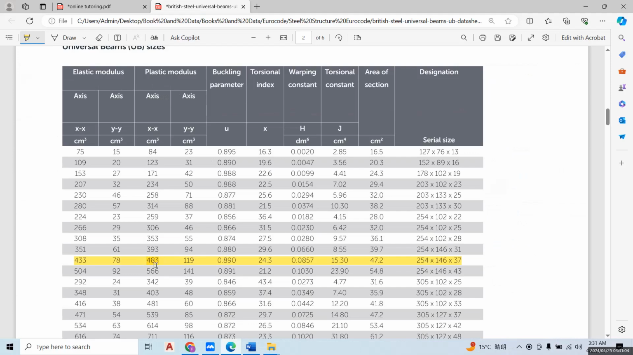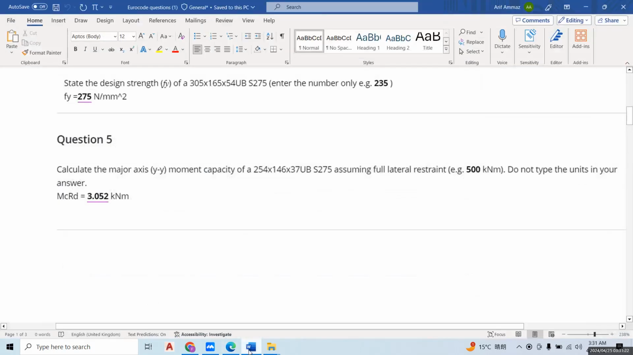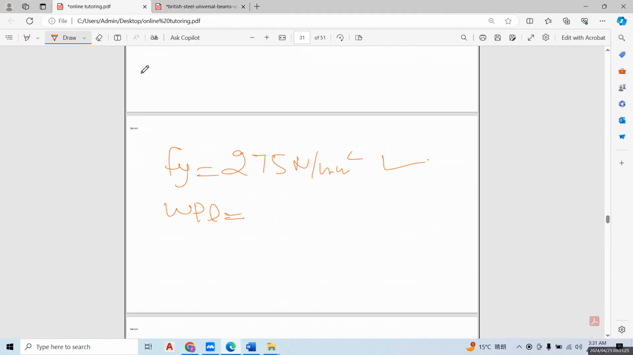And remember to follow the units, because what matters is that all of the values are considered in centimeters. So it is 483 centimeter cube.